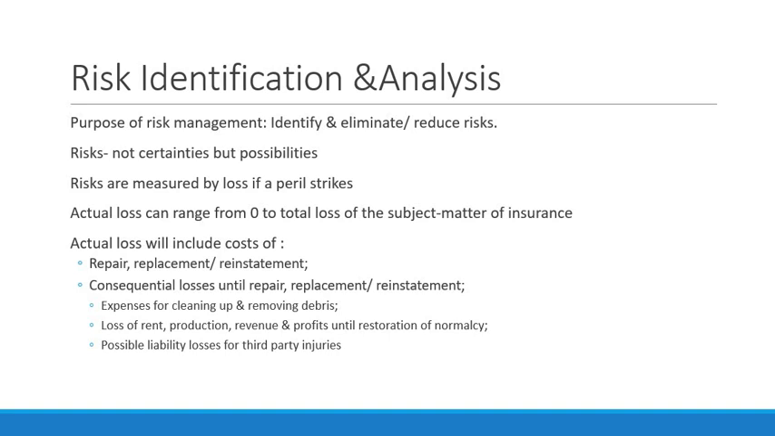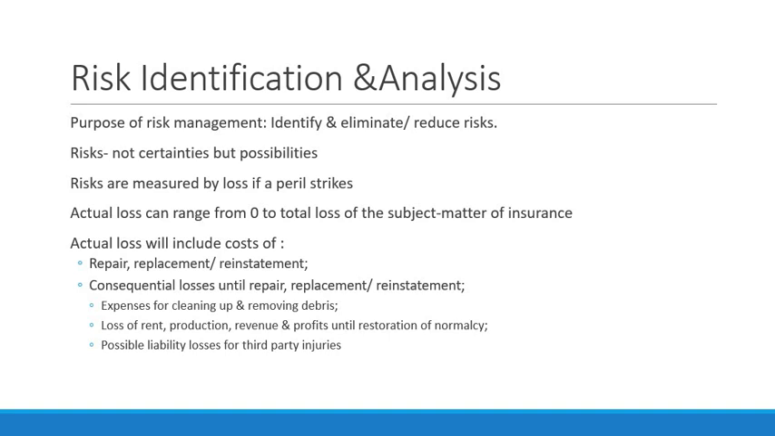The actual loss will also include costs of repair, replacement or reinstatement, and the consequential losses until repair, replacement or reinstatement. The consequential losses would include expenses for cleaning up and removing debris, the loss of rent, production, revenue and profits until restoration of normalcy, and possible liability losses for third-party injuries.